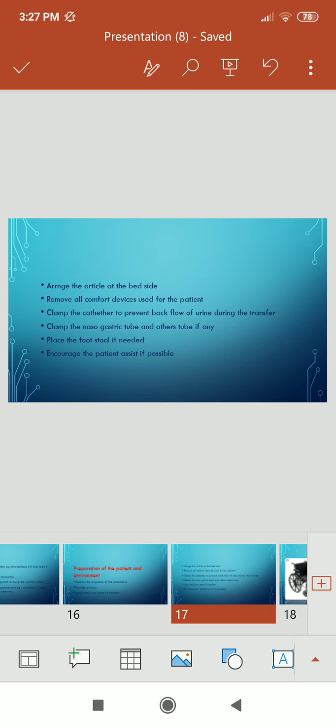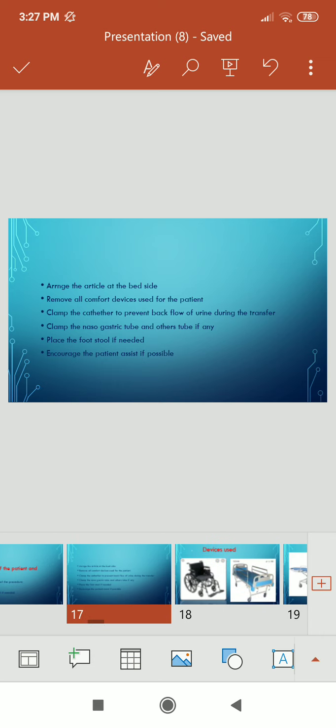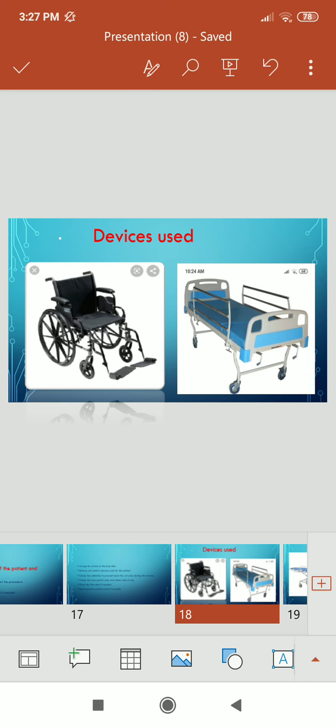Clamp the catheter to prevent backflow of urine during the transfer. Clamp the nasogastric tube and other tubes, if any. Place the footstool if needed. Encourage the patient as much as possible. Some of the devices used for lifting and transferring of patient.